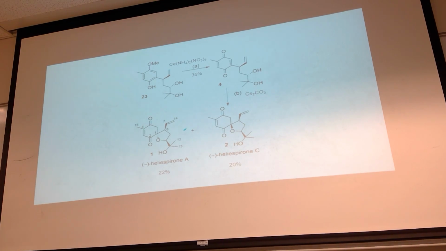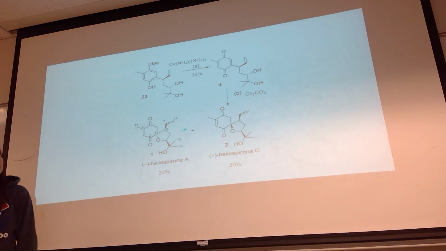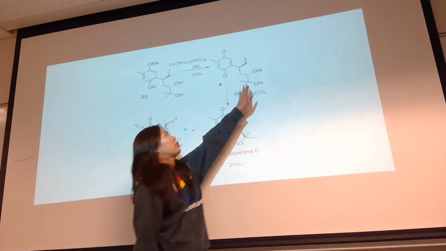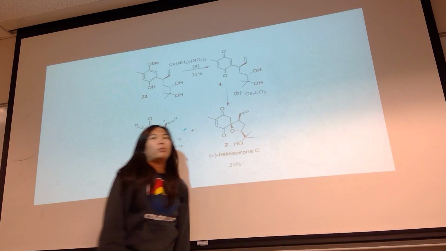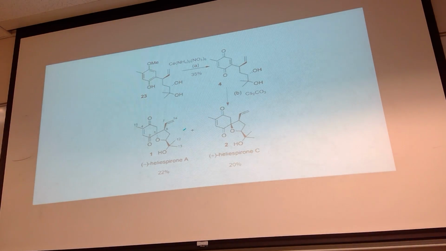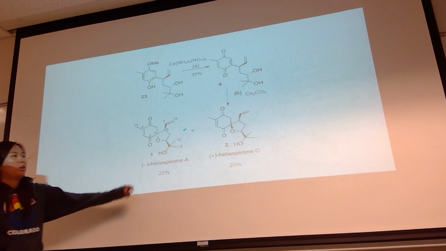is called an oxa-Michael addition. So this is a 1,4 addition of a nucleophilic oxygen to a conjugated system. So in this case, we have this oxygen right here, which is nucleophilic, attacking this carbon, which is the conjugated system, in order to form these two products.